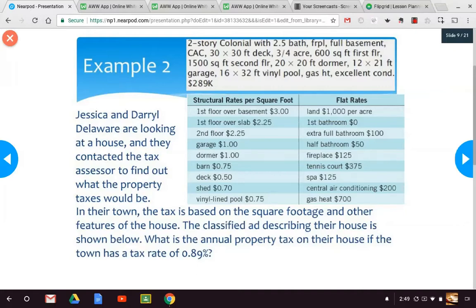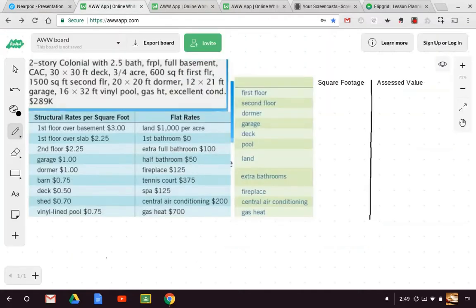So we have a description of the house here, along with the different costs for different features that could be included in the house. And when we start, we're going to want to make ourselves a chart. So I've started with each of the features of the house and listing them out to see what the square footage would be if they're an actual space, and then to give them each an assessed value.